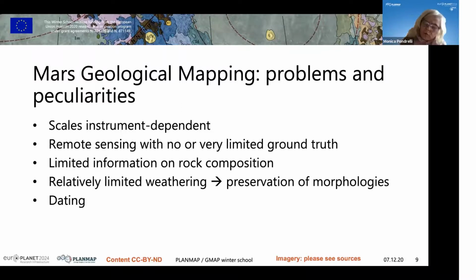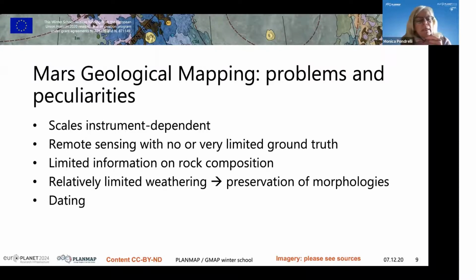On Mars, on the planets in general, it is different because we can observe only what the instrument allows us. And this can change from place to place in the very same area. So this is something we always have to be aware of.